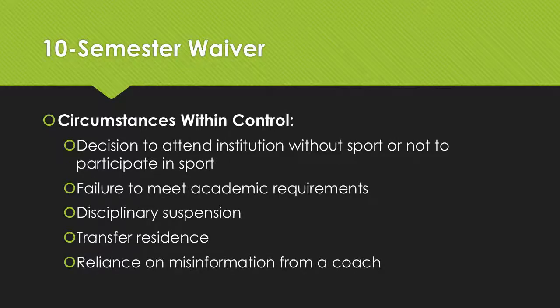So that you can see what would not qualify, here's a partial list of those types of situations that cannot be used as the basis for a 10-semester waiver. A student athlete's decision to attend an institution that does not have her sport or where she chooses not to participate. Failure to meet progress toward degree or initial eligibility requirements. If a student athlete is on disciplinary suspension. A student athlete who is serving a transfer year in residence. And finally, a student athlete's reliance on misinformation from a coach. We would not be able to use any of these situations to justify denied participation opportunities in a 10-semester waiver.